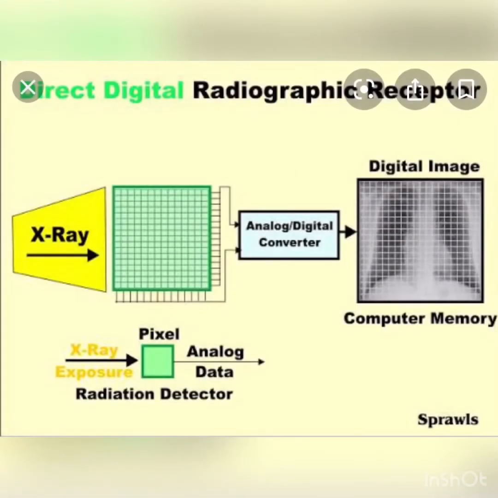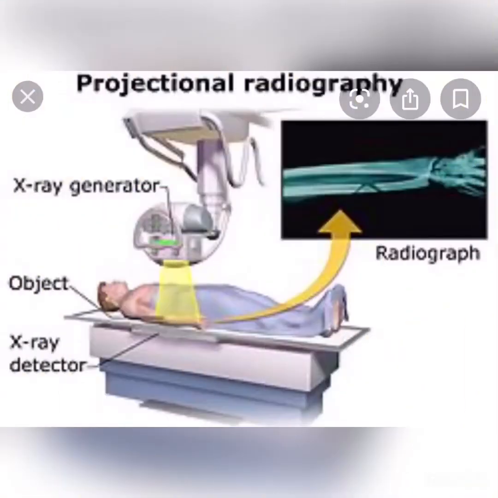In CR, a film cassette has to be removed from under the patient and fed into a reader to be processed. In digital radiography, the image is produced directly from the image detector and is displayed on the screen. There are two types, indirect and direct. First, we're going to talk about indirect.